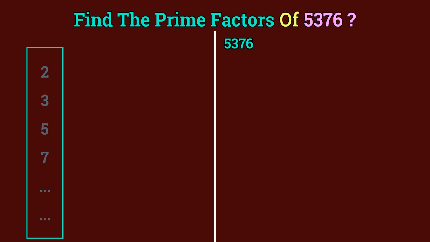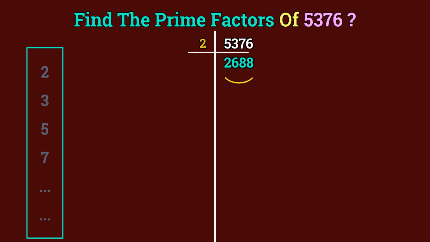Dividing 5376 by 2, which equals 2688. So 5376 divided by 2 equals 2688.